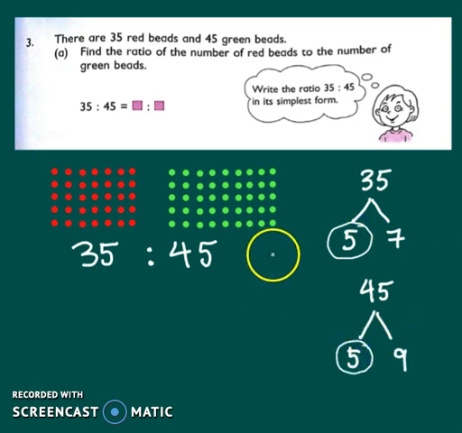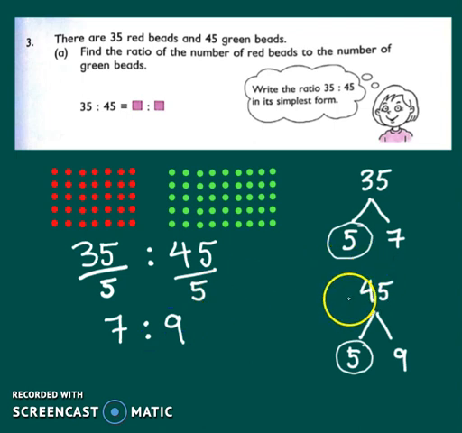So we know that we can divide both of those numbers by 5 and we'll get something simpler. So 35 divided by 5, and we are going to do the same thing to the other side. So now we will have 7 to 9. Can we simplify that any further? Well, no, 7 and 9 don't have any other common factors. So that is our ratio in simplest terms.